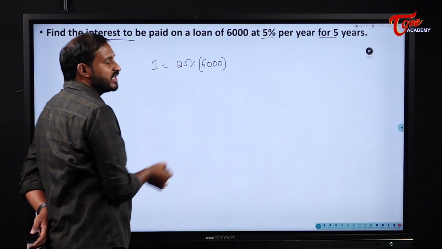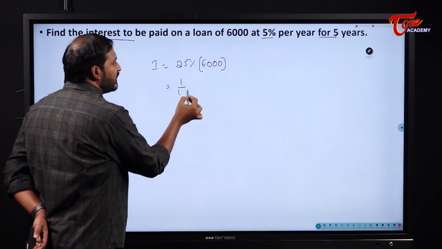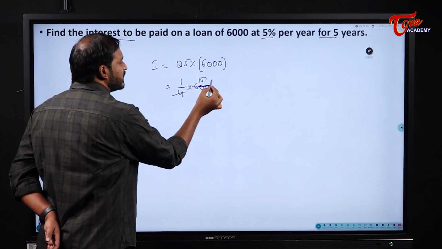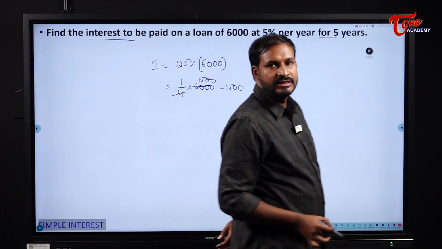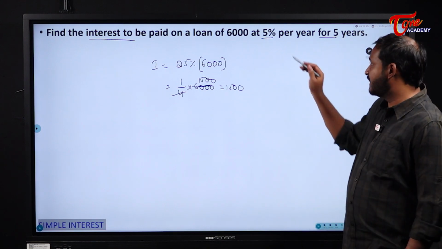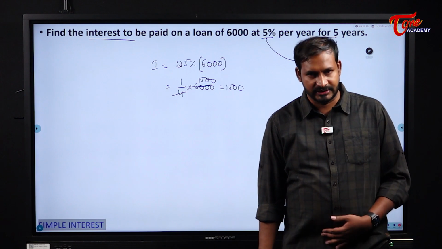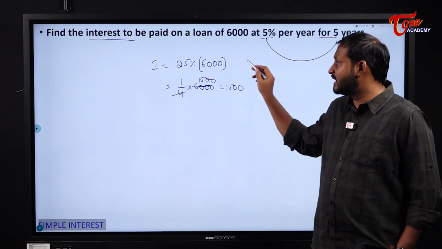So 25 percentage means what? We already know. We are already done with the percentage. So 1 by 4 into 6,000. So what it becomes? 1,500. So the interest which we need to pay here is how much? 1,500 rupees. Very quickly we will get the answer, students. Why? Because by reading the question itself we can find the TR, right? TR means just a product. Am I correct? So we will get the answers very quickly.